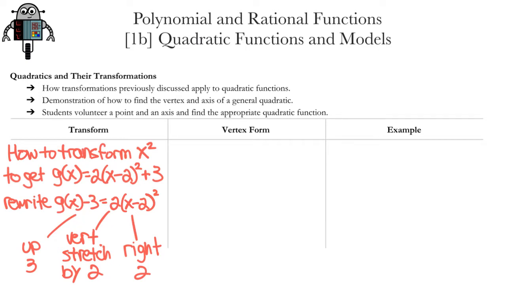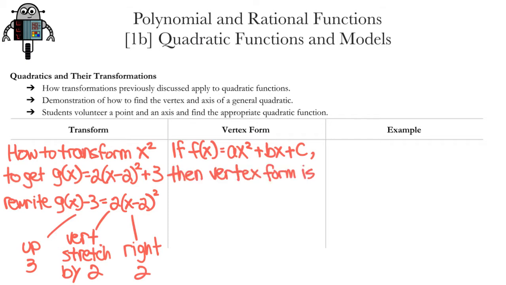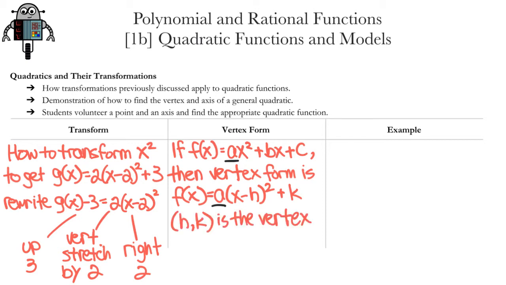The next thing we'll do is learn about vertex form and how to find the vertex of a quadratic. If f of x equals ax squared plus bx plus c, the standard form for a quadratic, then the vertex form is f of x equals a, it's the same a, times x minus h squared plus k. Like I said, both a values are the same, and h comma k is the vertex. But the question is, what is h and what is k? How do we find them?